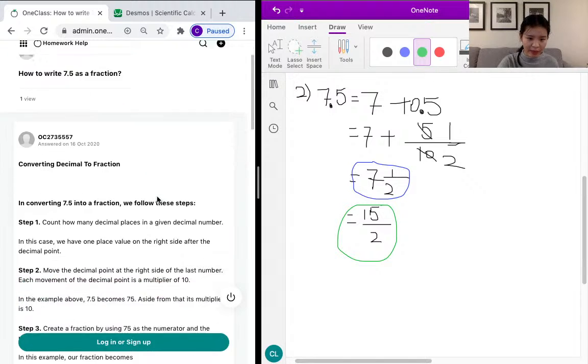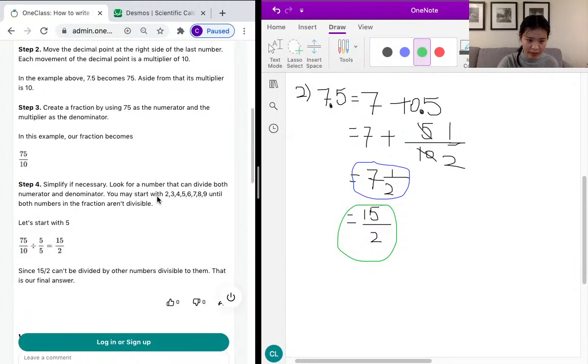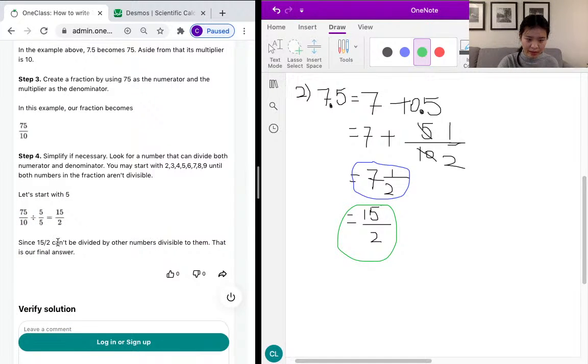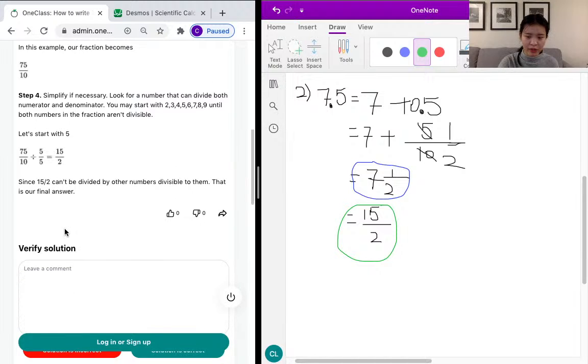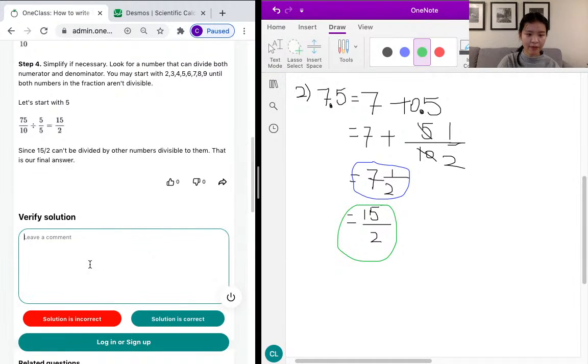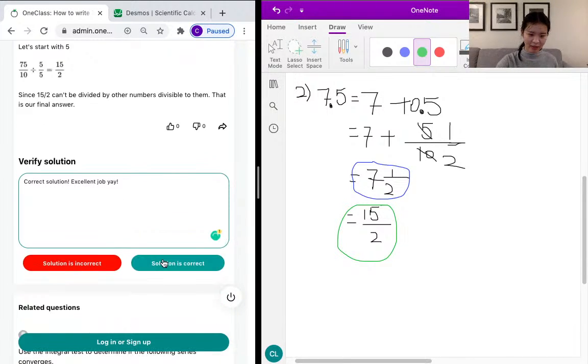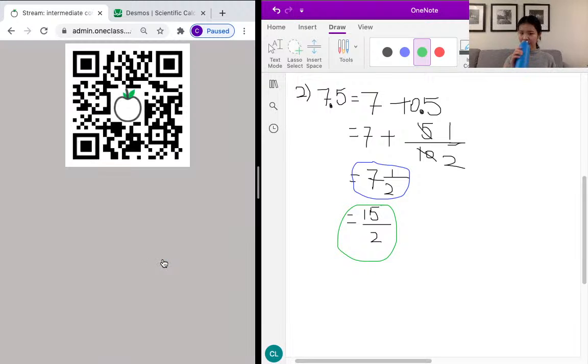Now let's look at the sample solution over there. Yep, they use a similar method. They just wrote 15 over 2, which is the same as 7 and a half, and both are correct. So let's just say correct solution. Excellent job. Cool. Let's look at our next problem over here.